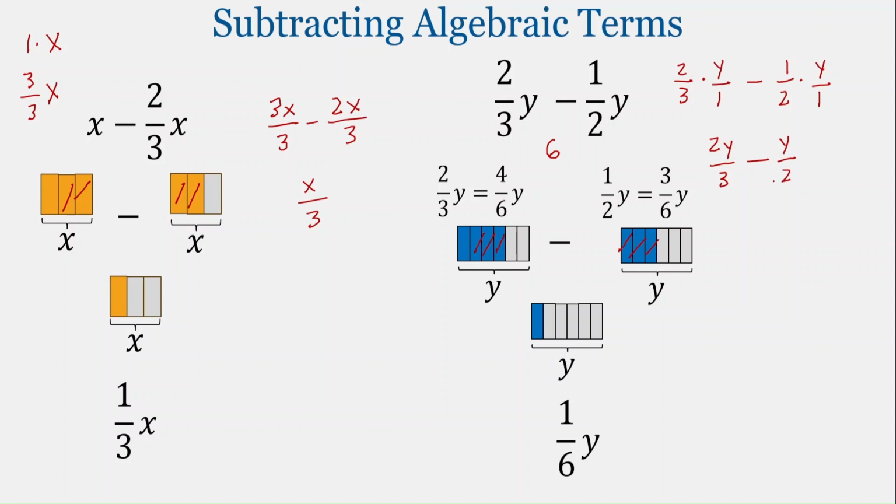Now we're going to get that common denominator. Again, we found the common denominator of 6. We already found those equivalent fractions over here. So we multiplied top and bottom by 2 and got 4y over 6. And then we multiplied this one by 3 over 3 and ended up with 3y over 6. And now we have a common denominator, so we can subtract our numerators. That leaves us with y over 6, which is the same as 1/6 y.